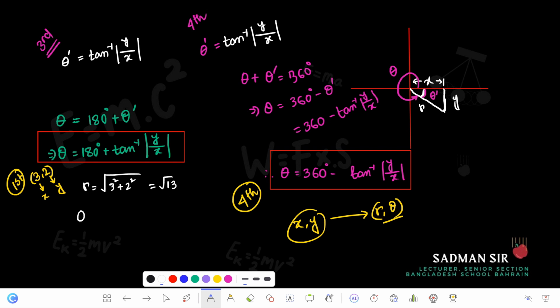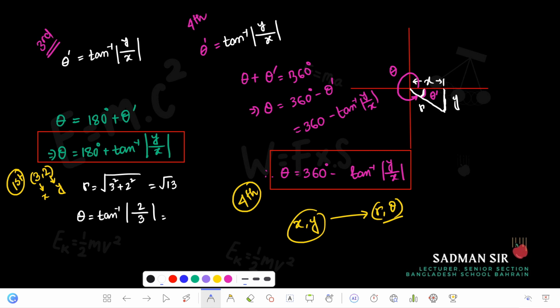And the value of theta, for the first quadrant, it is very simple, tan inverse y by x. So y is 2 and x is 3. So if you write this part in the calculator, then you will get the value of theta. Okay, don't worry about this modulus sign. You don't have to write this modulus sign. Just in the calculator, you have to write tan inverse 2 by 3.